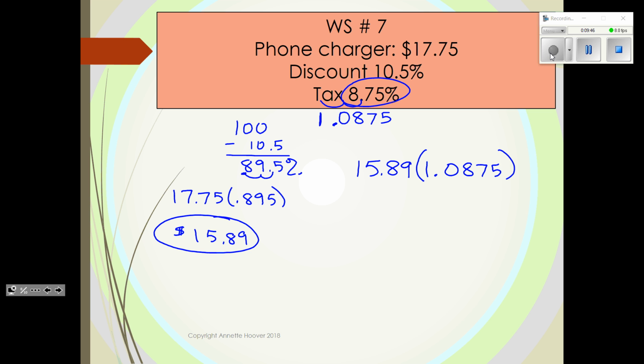So again, let me take my calculator. $15.89 times 1.0875. And the final price is $17.28. Just a little cheaper than the original price because the discount covered a little bit more than the tax.